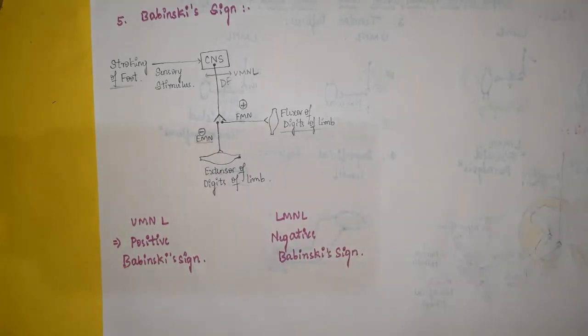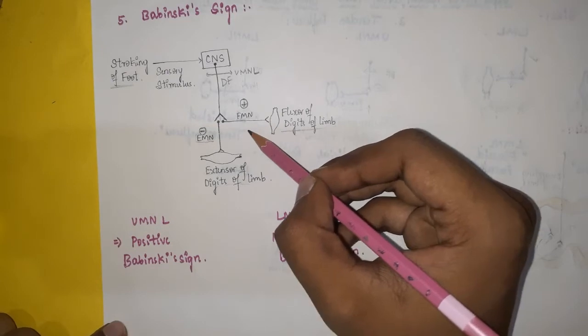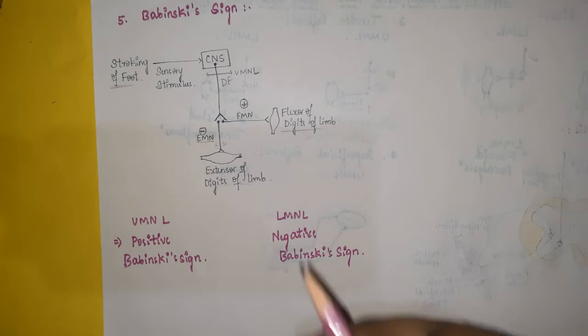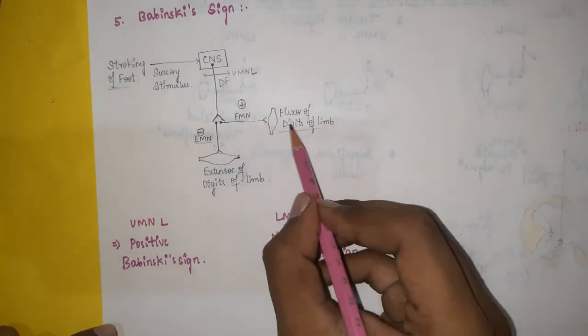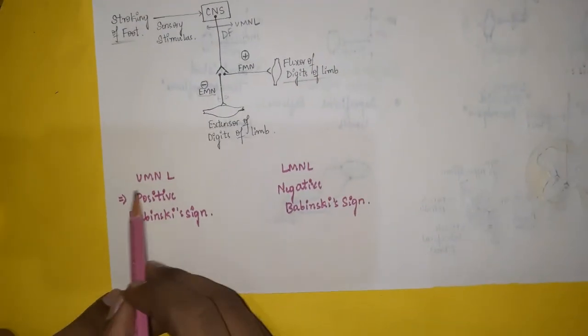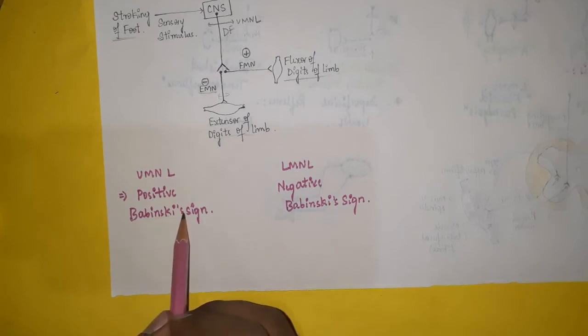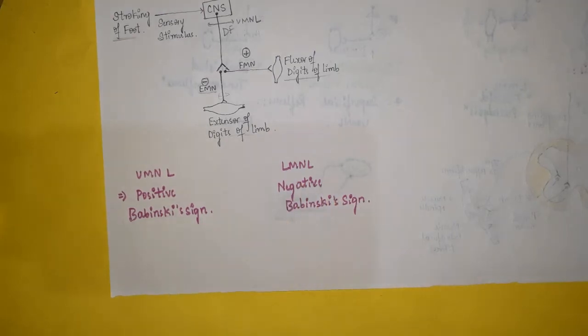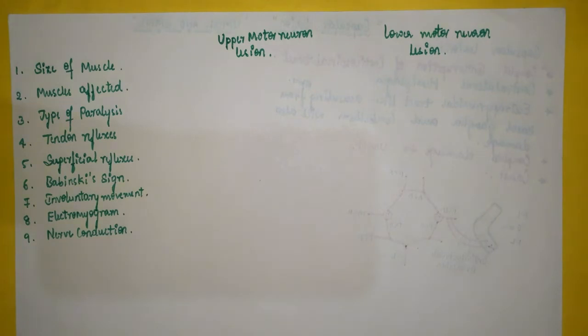Okay. In a lower motor neuron lesion, if the lesion occurs here, then there is no Babinski's sign because there is no extension of the digits of the limb. Usually we get the normal result like plantar flexion. So in an upper motor neuron lesion there is a positive Babinski's sign, and in a lower motor neuron lesion there is a negative Babinski's sign. So finally I will summarize what I discussed in this table.